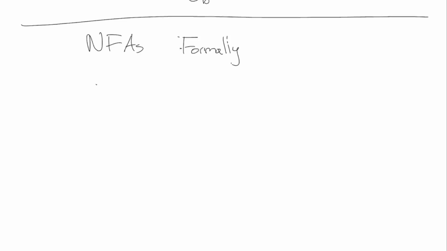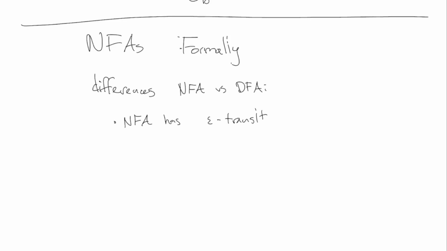The differences of NFA versus DFA. I would say, first of all, an NFA has epsilon transitions. This is something that a DFA doesn't have. And another thing that is different, the principal difference, is that an NFA can have 2 outgoing arrows with the same label on them.